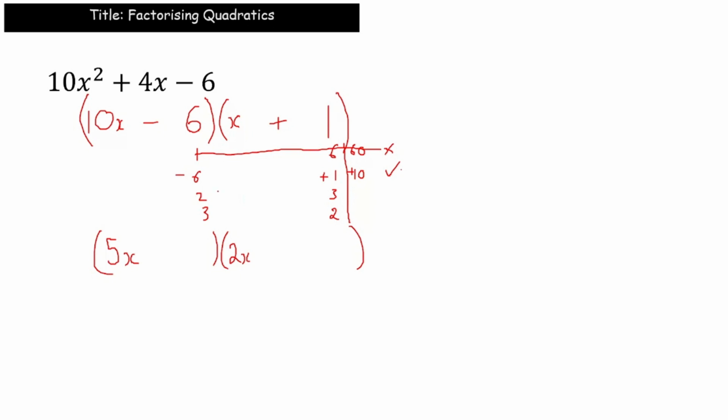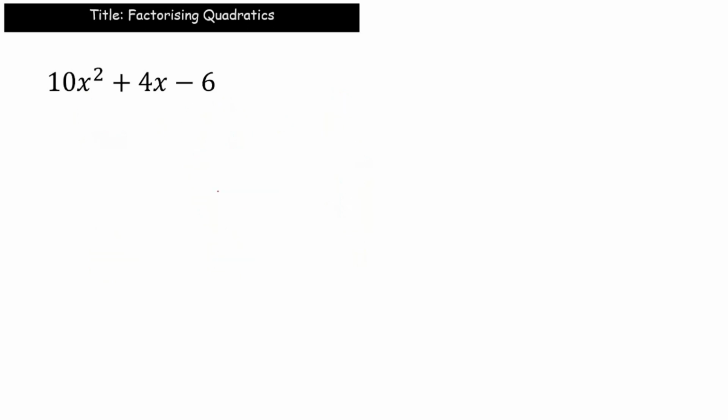If you were to use the AC method for this question, you'd do the factors of 10 times negative 6, which is negative 60. So we have factors of negative 60 that have a difference of 4. You sit here and do this. That has a difference of 59, so it's not that one. 2 and 30, difference of 28, it's not that one. 3 and 20 has a difference of 17.